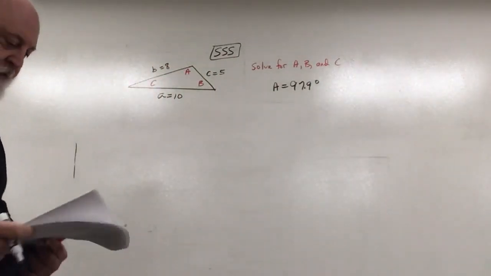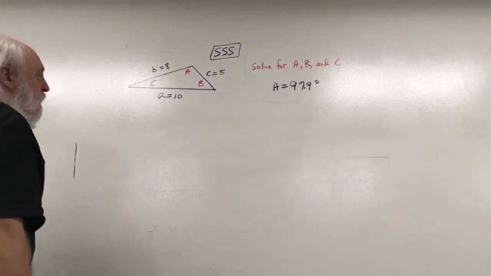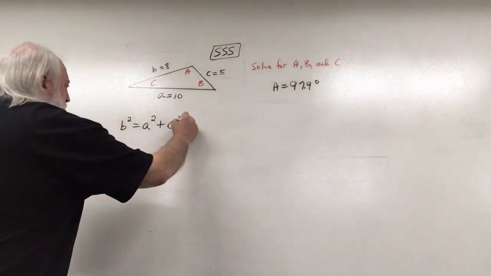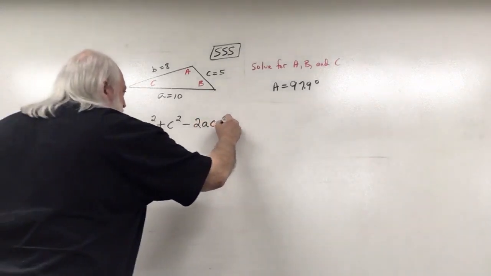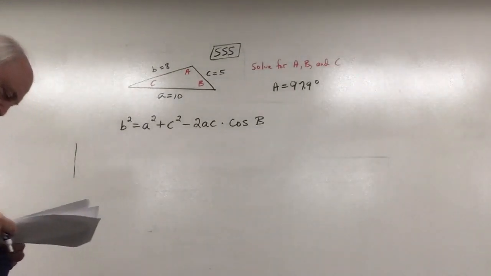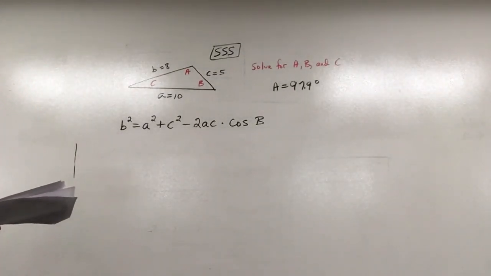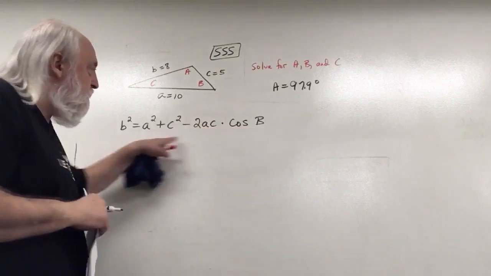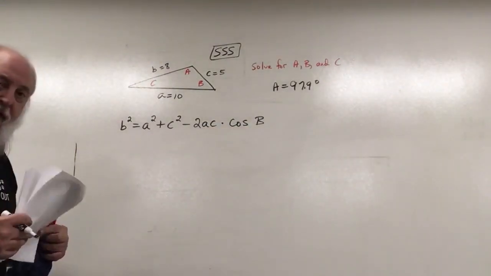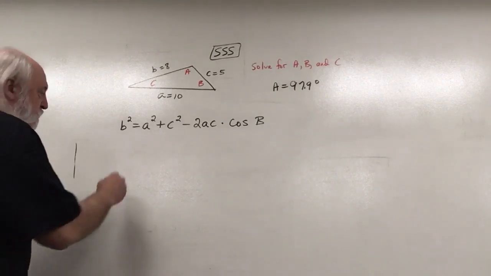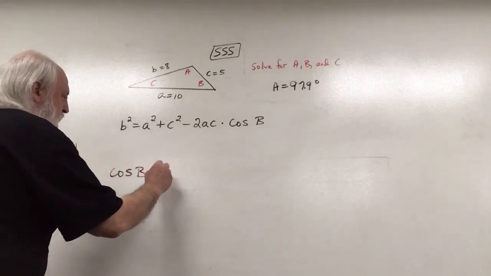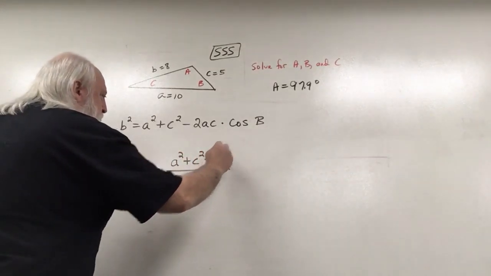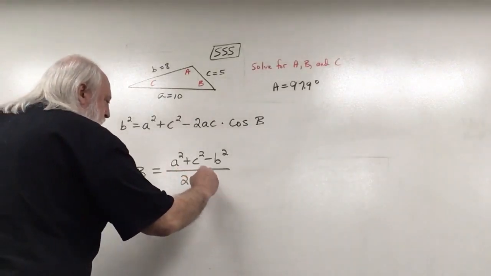I'm going to solve for angle B next, and using the second equation from page 1 of your packet, we have B squared is equal to A squared plus C squared minus 2 times A times C times the cosine of angle B. Like I did with angle A, I'm going to solve this equation for the cosine of angle B. I'm not going to put all the steps up here; you should be able to follow the steps from the previous equation. We have the cosine of angle B is equal to A squared plus C squared minus B squared over 2 times A times C.